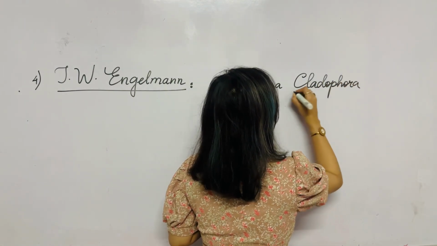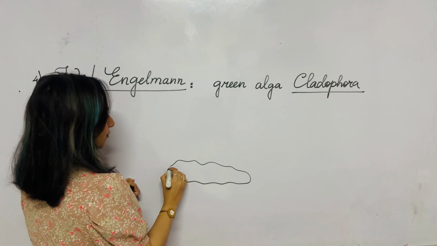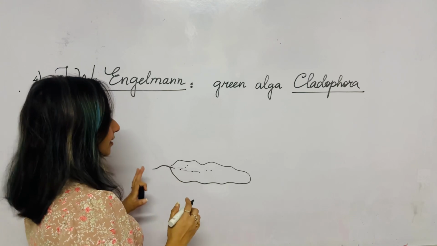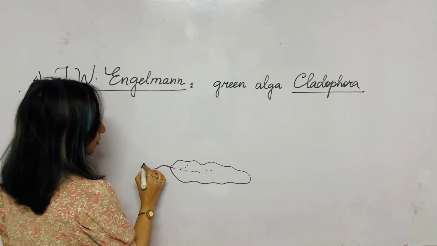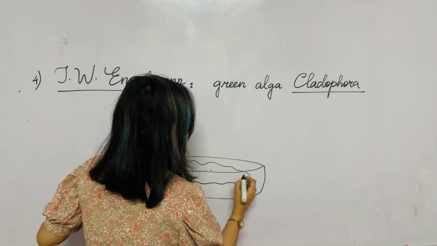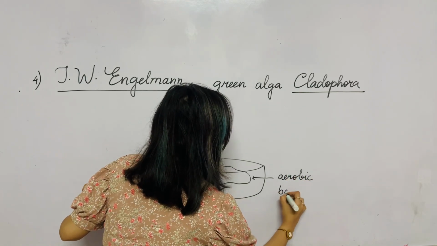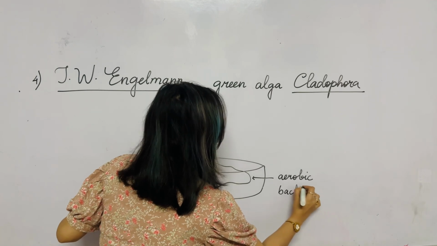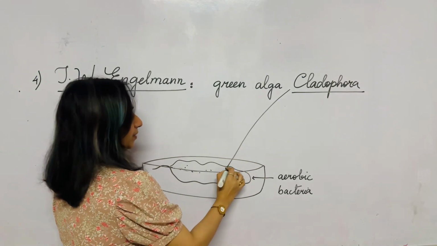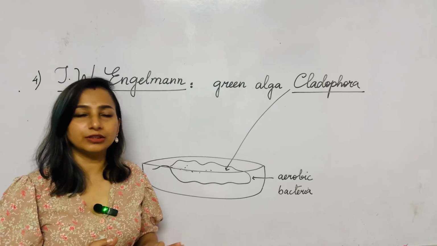Clear? Suppose let us imagine that this is the green algae, Cladophora. And this green algae was kept in a suspension of what? Aerobic bacteria. It means surrounding the green algae Cladophora, there were a lot of aerobic bacteria. Aerobic bacteria means the bacteria which use oxygen during respiration.